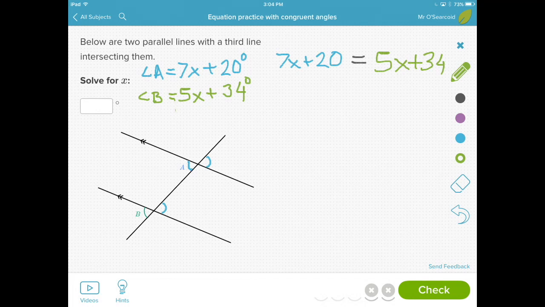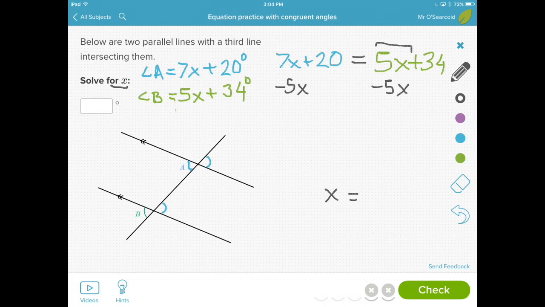Using that information, we can now perform a little bit of algebraic manipulation. Knowing that we want to solve for x, we want to end up with x on its own on one side: x equals some value. So we're going to keep the larger value of x, the 7x on the left-hand side, and subtract 5x from both sides. The reason is that we don't want any x's on the right-hand side, only on the left-hand side, so we get rid of this 5x to begin with.